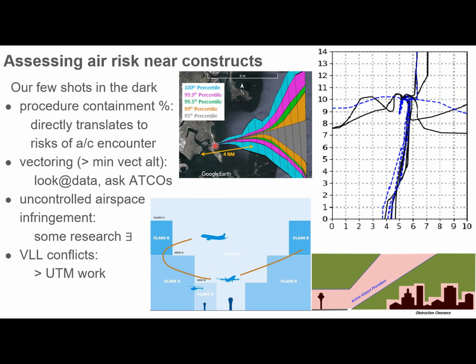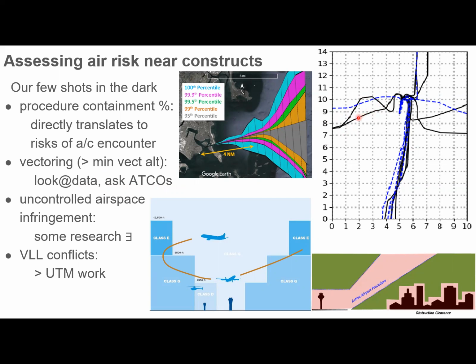What happens is that the aircraft sometimes do go out of their procedures, and we have a pretty good understanding of how often they do it. So that translates to the risk of aircraft encounter. Here on the top right, I'm showing the actual trajectories, and probably you can recognize that some of the aircraft were vectored. By looking at the data, we can understand how often that happens. Still, to evaluate the risk for urban air mobility from the vectoring, we have to ask the air traffic controllers and see how this vectoring was done.